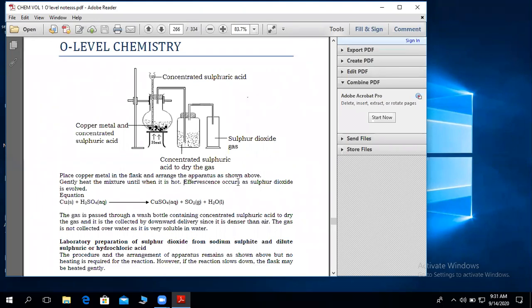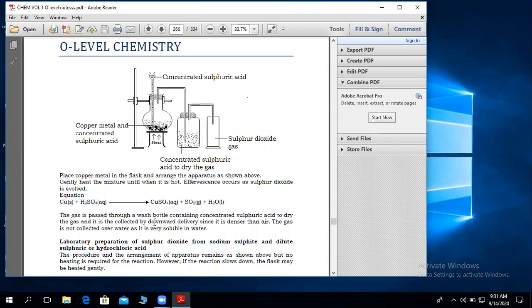Effervescence occurs as sulfur dioxide gas is given out, and the equation is here, but this equation is not balanced. Therefore, we need to put a 2 on sulfuric acid so that oxygen becomes 8, and a 2 on water, and that's when the equation will balance. Take note of that. We shall put a 2 on sulfuric acid and a 2 on water.